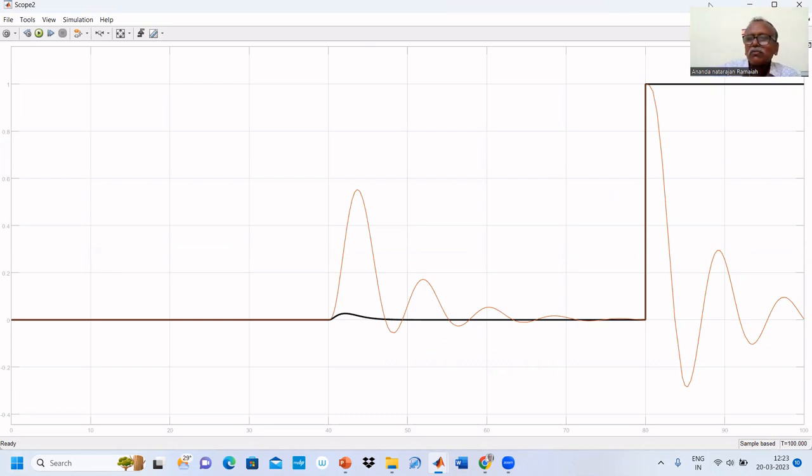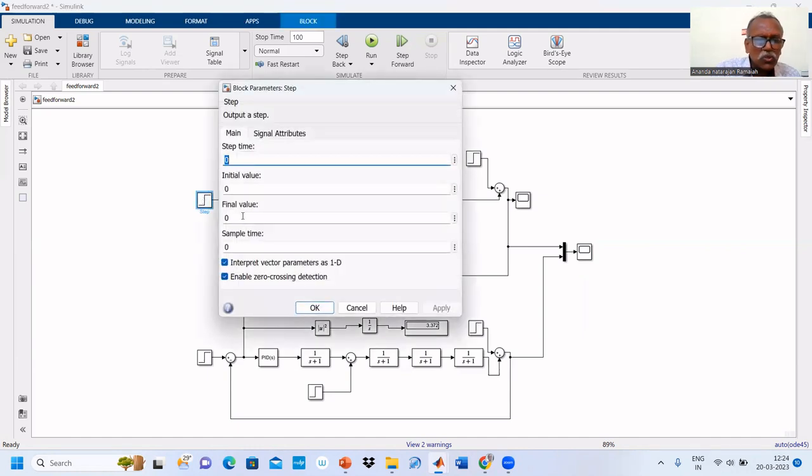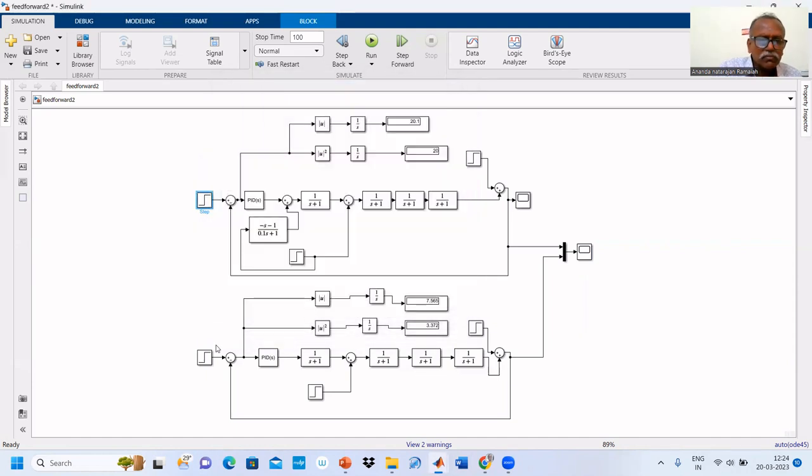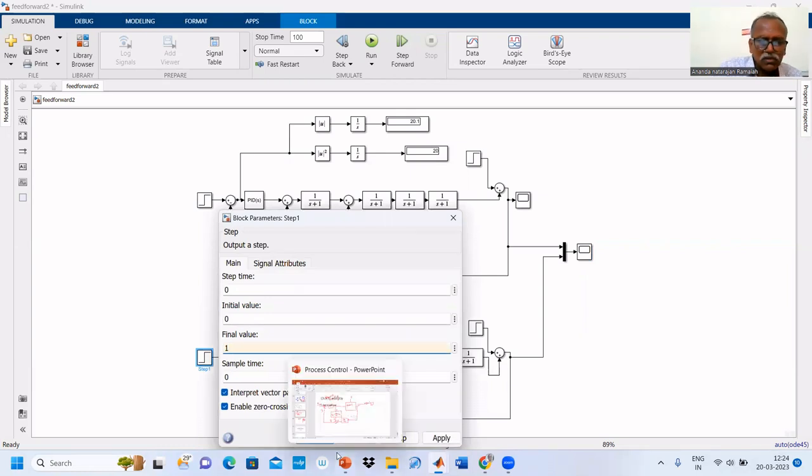Now let us give servo also. Servo with feedback, because feed-forward will not work for servo response. That's why we included one more PID controller. And we are going to give servo response also. So the final value is 1. Final value is 1. That's all.